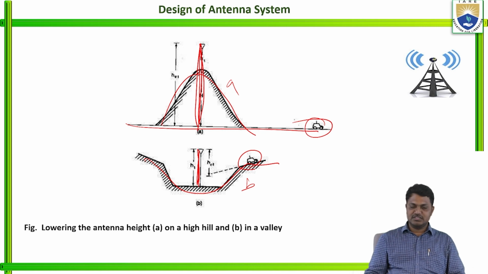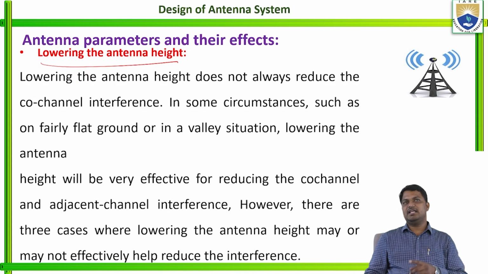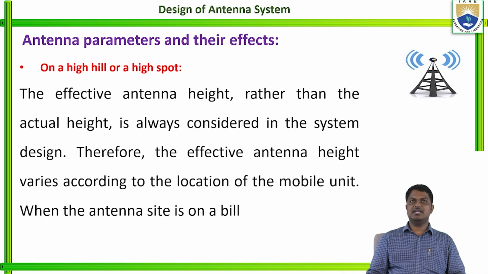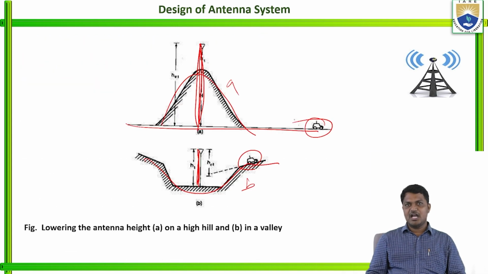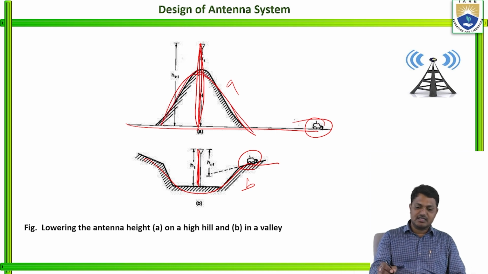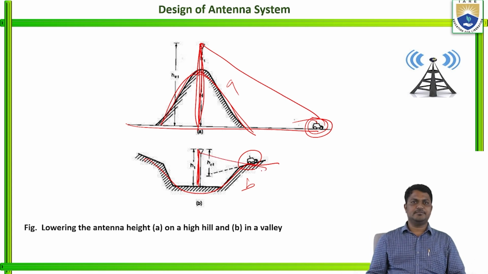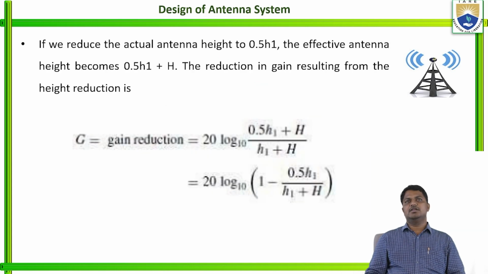See here. Just now we discussed the parameter, that is, the effects of the antenna. One is lowering the height of the antenna, and the second one is on a high hill or a high spot. So this is the high hill, this is the mobile unit, and the base station height is this one. So this is the propagation signal. Right? Clear?